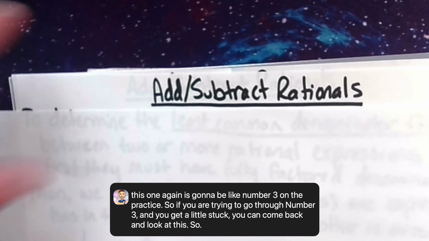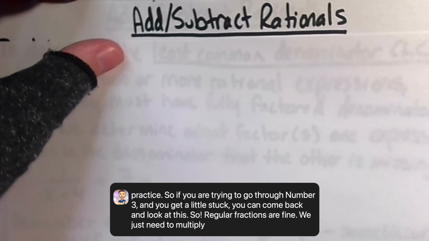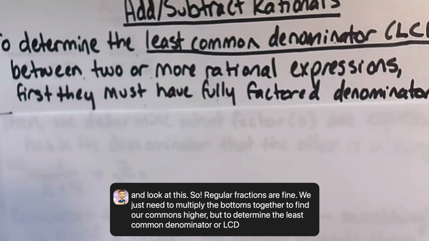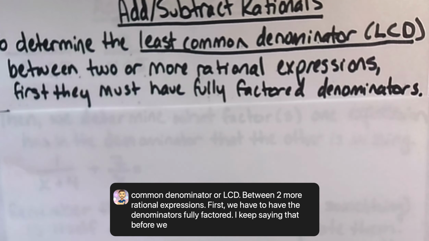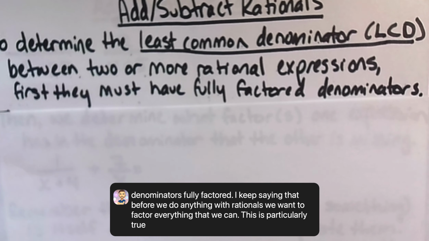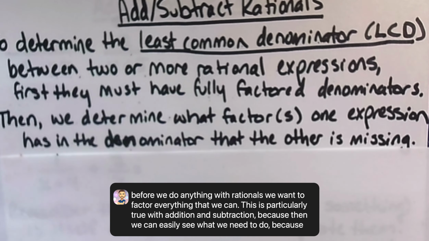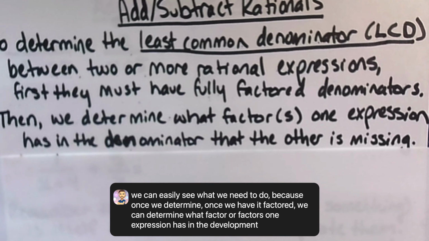So regular fractions are fine. We just need to multiply the bottoms together to find our common denominator. But to determine the least common denominator, or LCD, between two or more rational expressions, first we have to have the denominators fully factored. I keep saying that before we do anything with rationals, we want to factor everything that we can. This is particularly true with addition and subtraction, because then we can easily see what we need to do. Because once we have it factored, we can determine what factor or factors one expression has in the denominator that the other is missing.